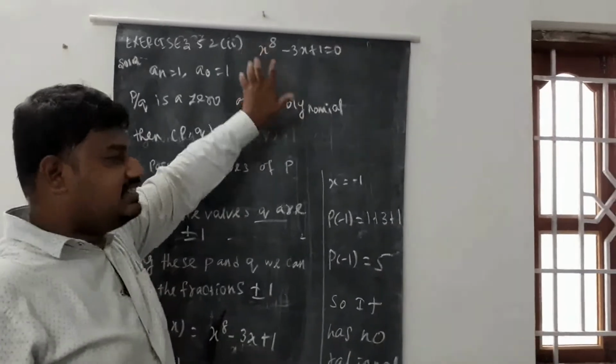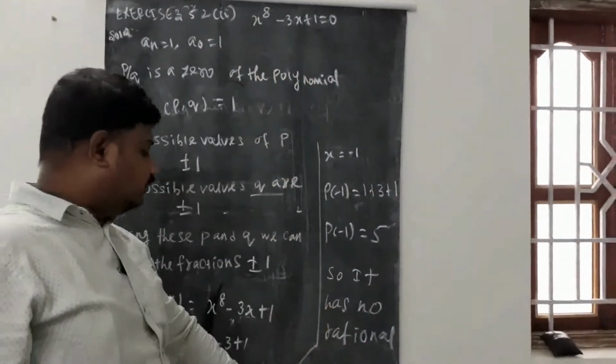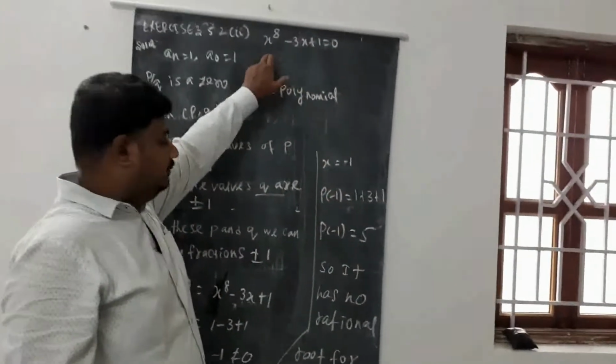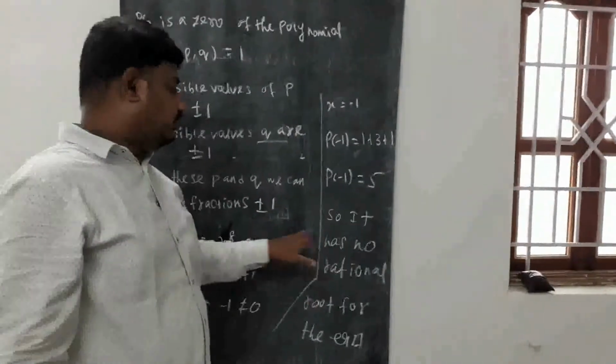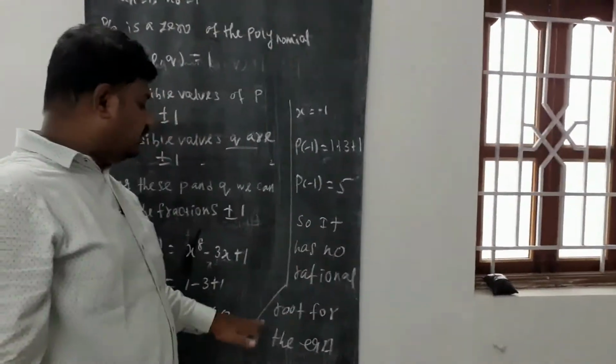Here it asks only to examine the rational root. So therefore, we can conclude only this. We can't find all the solutions because the question is to examine the rational root. Therefore, we conclude it has no rational root for this equation.